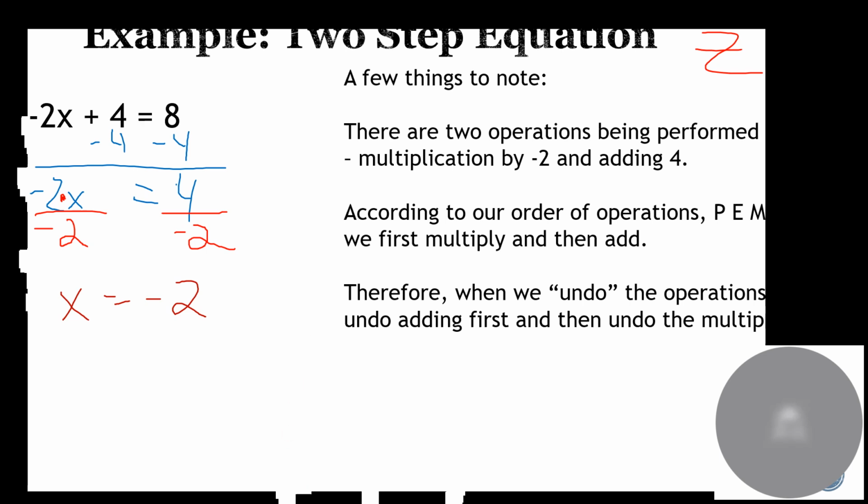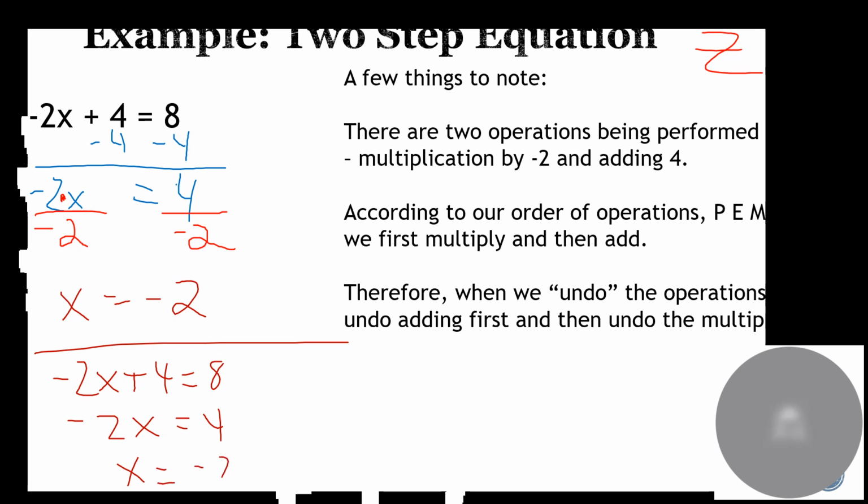If you opt not to show the middle steps, like if you opt not to show the work, again, that is totally fine. You can just say -2 is equal to 4, and then x is equal to -2, okay? That would be totally fine to show. Just know that you should be able to explain what it was you did to arrive at those numbers.